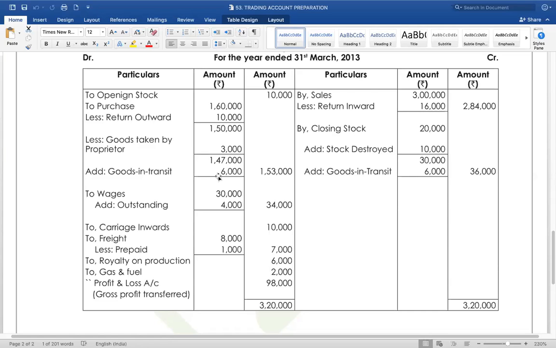147,000 plus 6,000 gives you 1,53,000. Okay, this is the total worth of the material. How much of adjustment have you given? Look at this opening, we don't have any problem with that.